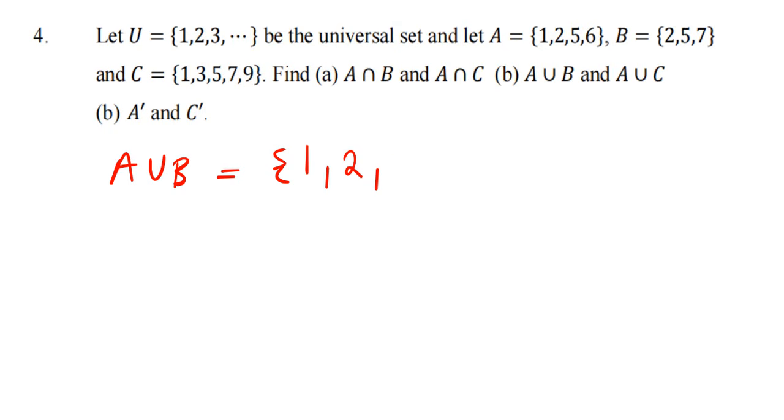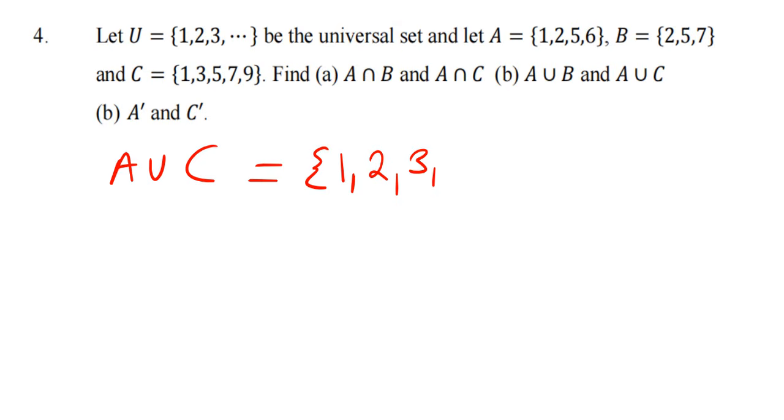What about A union C? A union C is going to be, in A we have 1, also in C we have 1. We have 2 in A, we have 3 in C. We don't have a 4, so we have 5. We have 5 in both. We have 6 in A, we have 7 in C, we have 9 in C. So basically that would be it.